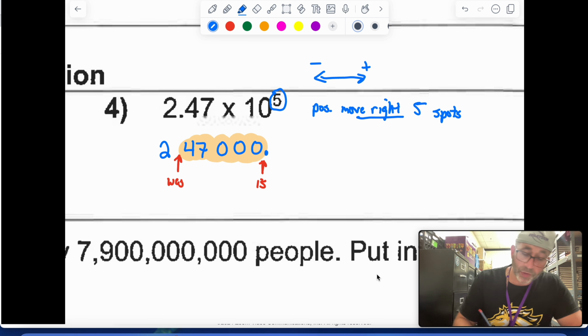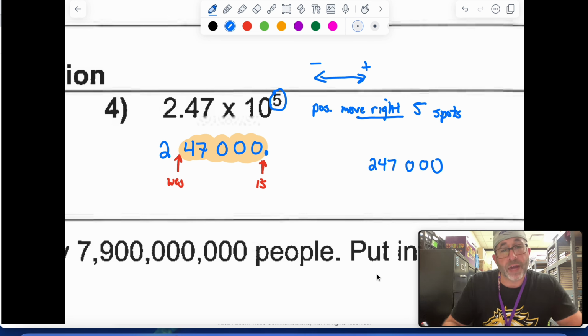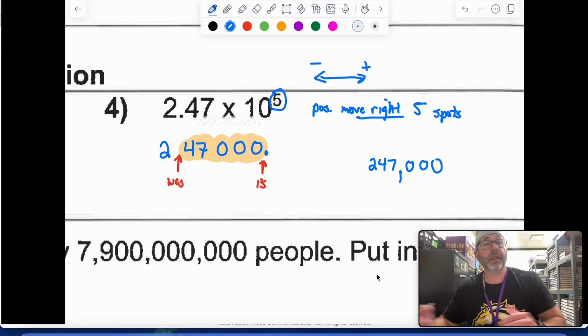Okay, so my actual number here is 247,000. Just to remember how to do commas if we ever need to use them, we do every 3 starting from the right. So 3 from the right, comma, 3 from the right, comma, and continue on.